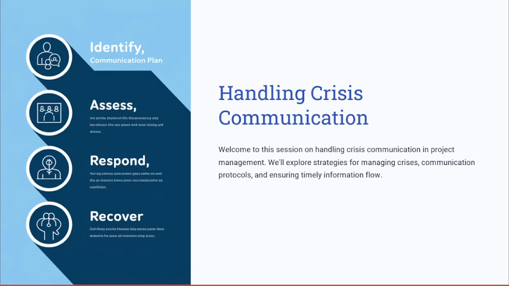Crises can arise from budget overruns or technical failures, legal issues, or external factors like market shifts or natural disasters. Effective crisis communication ensures that issues are managed swiftly, stakeholders stay informed, and project risks are mitigated. In this session, we'll explore the strategies for managing crises, communication protocols for risk events, and how to ensure timely and accurate information flow.